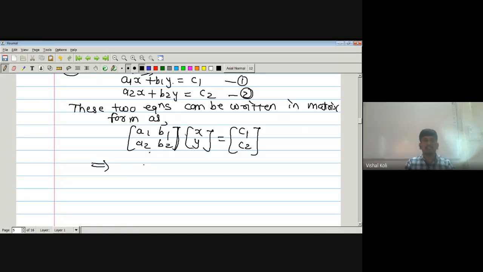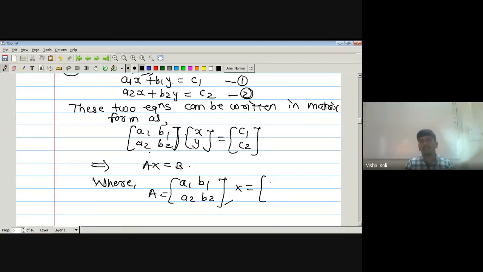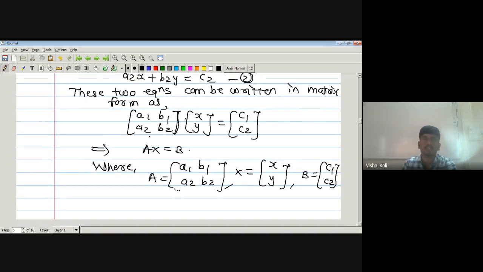Let us take this as AX equal to B, where matrix A is [a1 b1; a2 b2], capital X is a 2 by 1 matrix, that is [x; y], and matrix B is [c1; c2], which is again a 2 by 1 matrix. A is a square matrix of order 2. This is for two equations and two unknowns.